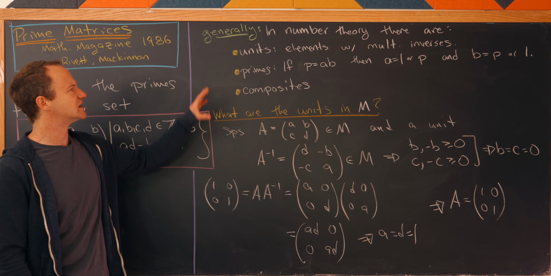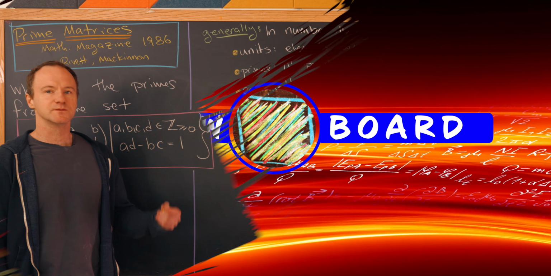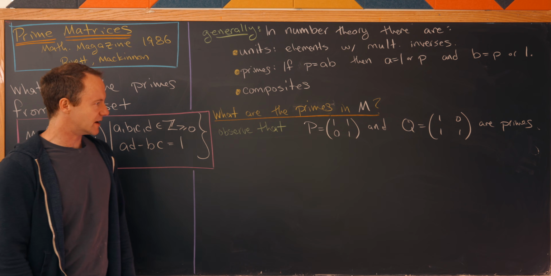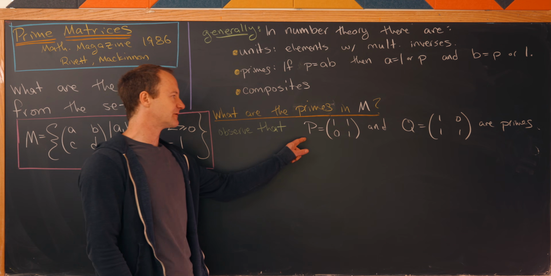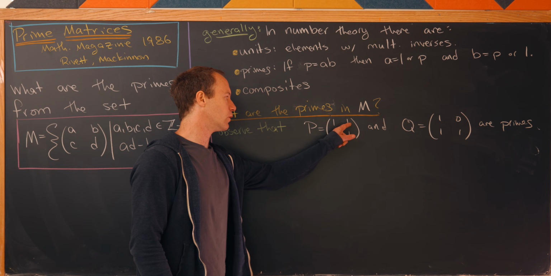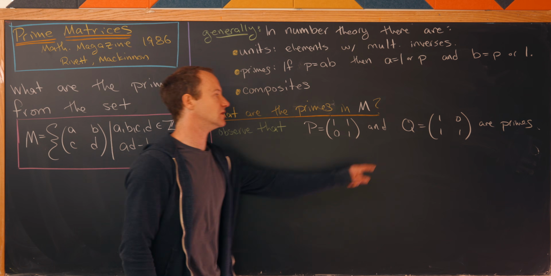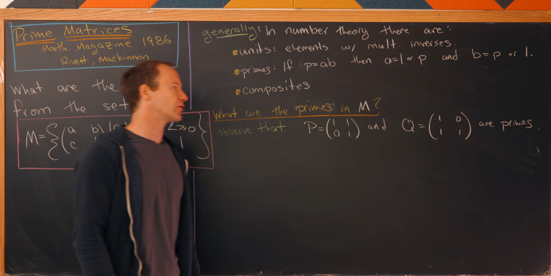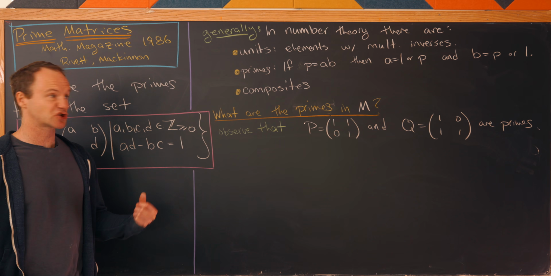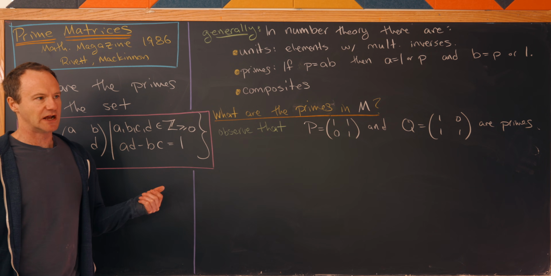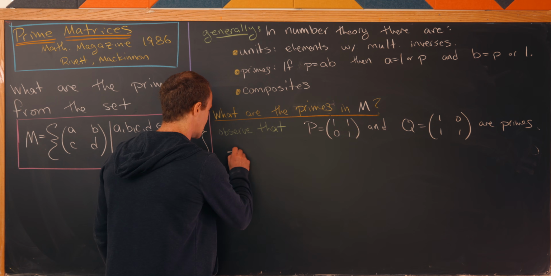Okay, so now that we've looked at the units here, let's explore some of the primes. Okay, now let's look at the primes in M. And I'll just start with the following observation. Let's observe that P, which is equal to 1, 1, 0, 1, and then the transpose of P, which is Q, which is 1, 0, 1, 1, are both primes inside of M. And we'll prove this by trying to factor one of them and show that our factorization fails.